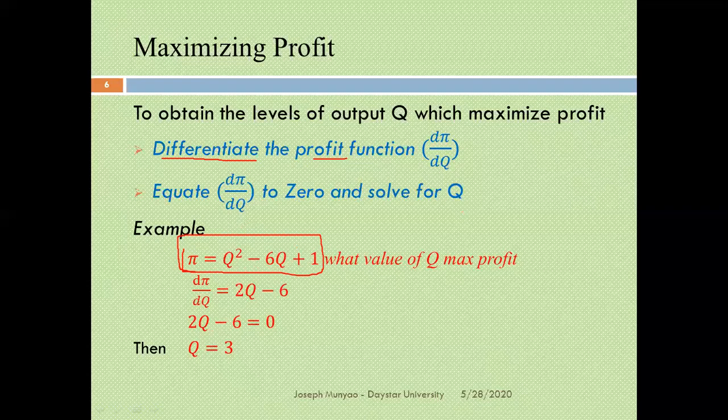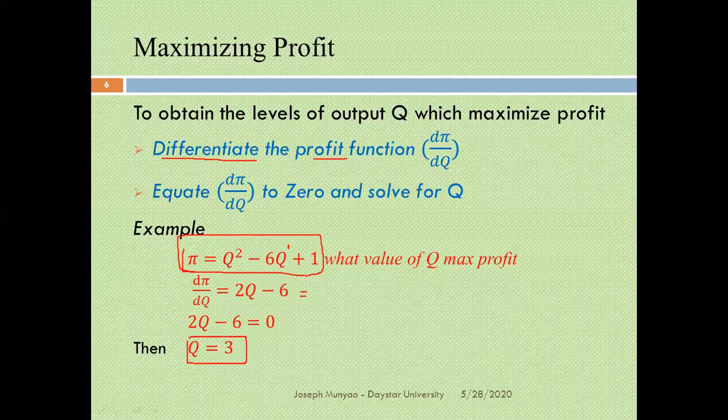Now differentiate this. When you differentiate this, the 2 comes in front, then you reduce the power by 1, and get Q minus the 6. This is Q; when you reduce the power, it is Q raised to 0, so it is 1. The derivative of a constant is always 0. So it gives you that, and this is what we are equating with 0 here. When you simplify, it gives you that Q is 3.